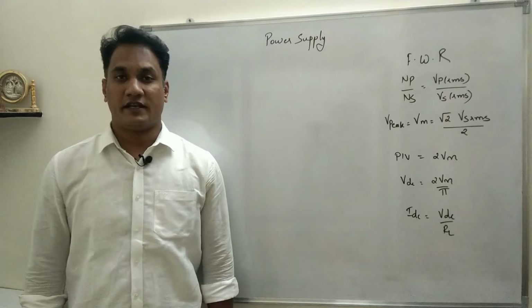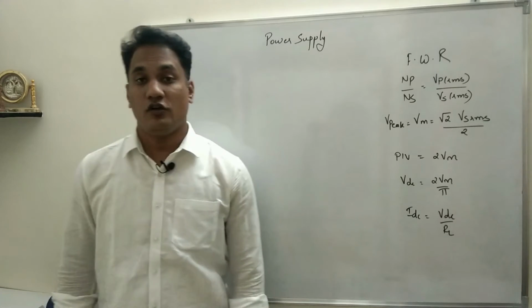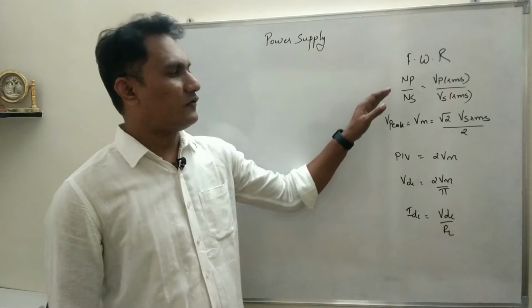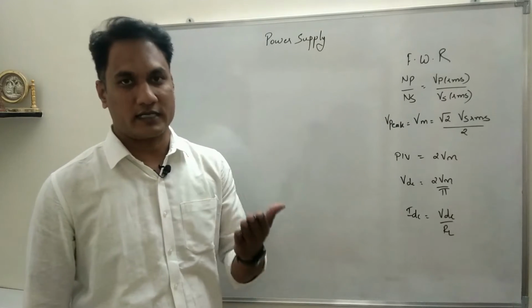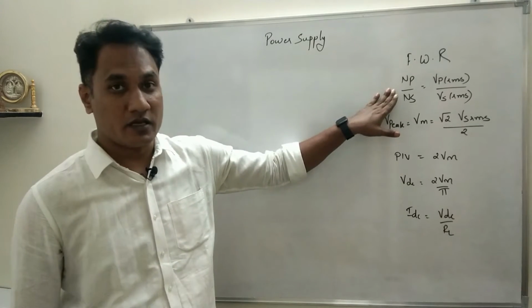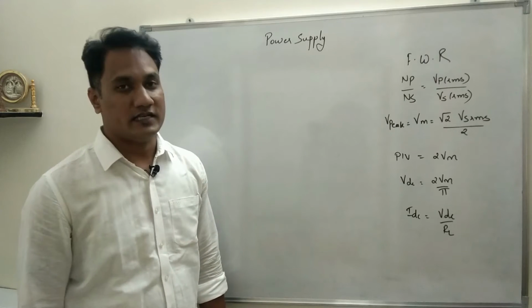Hello students, the next problem which we will take is for full wave rectifier. So the formula almost remains the same. There will be small modifications, which I'll explain to you. The formula for the transformer remains the same: NP upon NS is equal to VP RMS upon VS RMS.